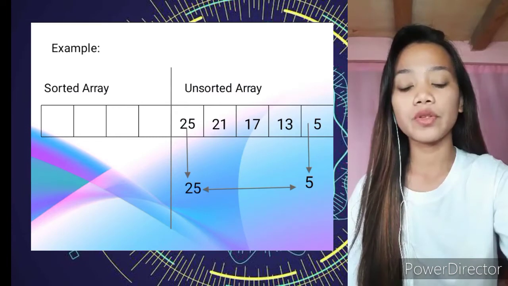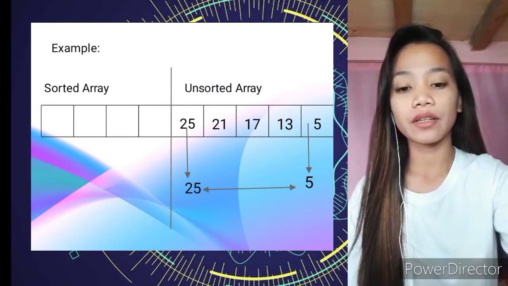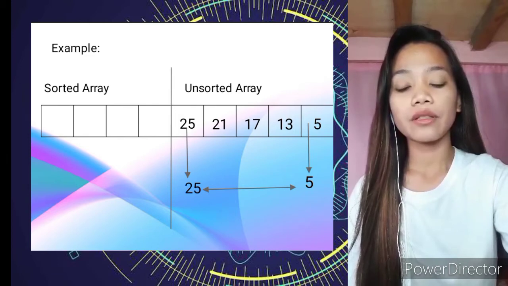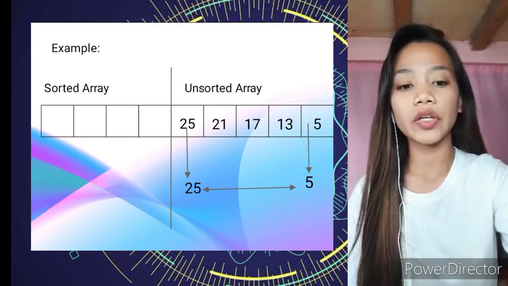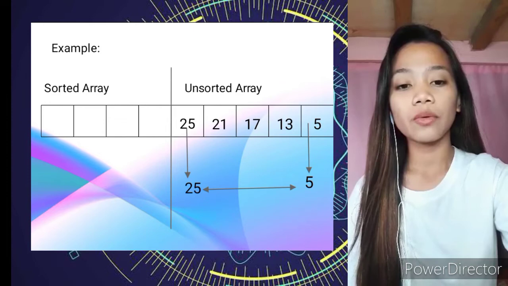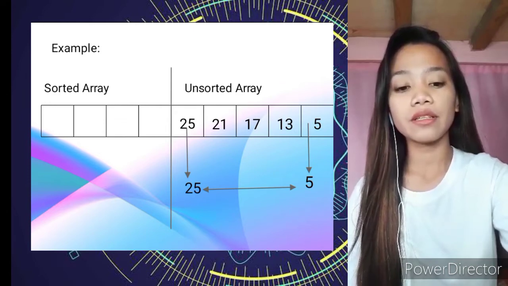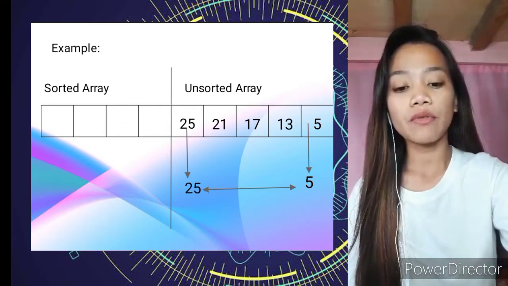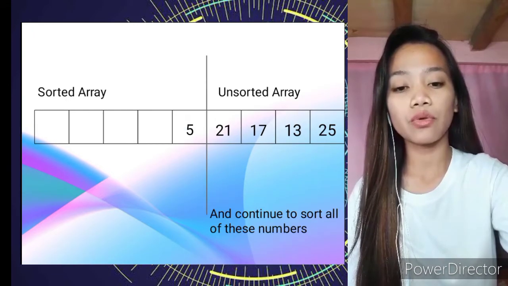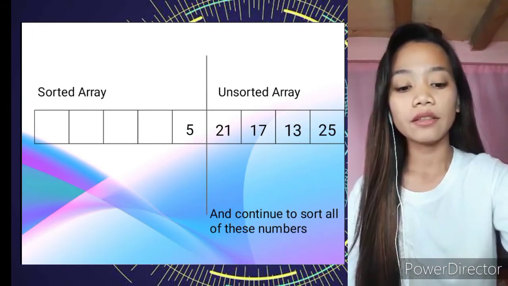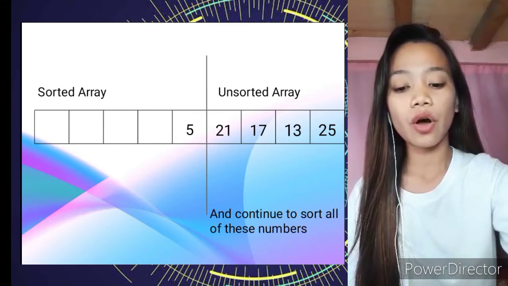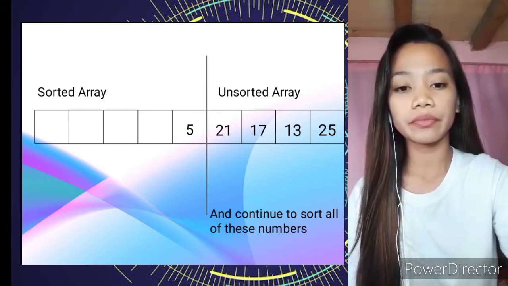Example of a sorted array and an unsorted array. 25, 21, 17, 13, and 5. 25 and 5 are swapped. Itong 5 mapupunta sa unahan at ang 25 mapupunta sa dulo. And continue to sort the rest of the numbers.